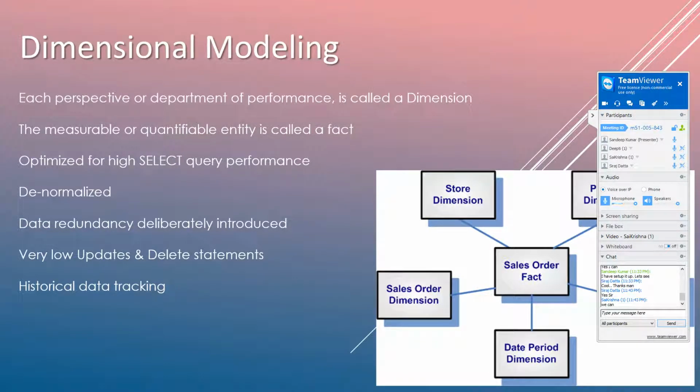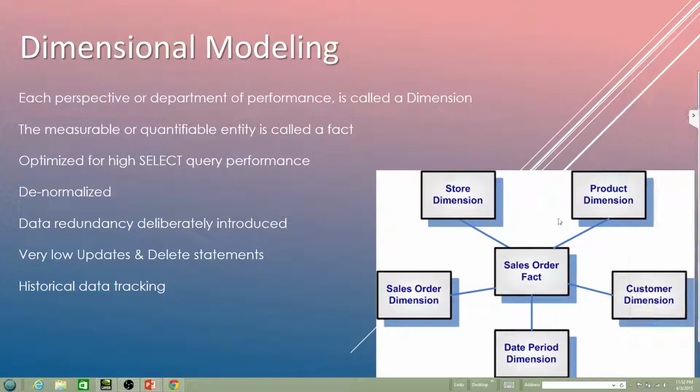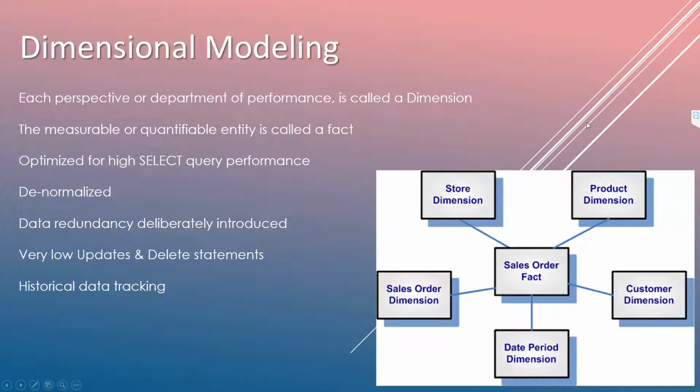So let's see what are the attributes of dimensional modeling, right? So in dimensional modeling, you have dimensions and facts, right? So as you can see, these are the different dimensions. Now this is something that anybody can easily relate to. Can someone tell me what domain is this? What domain is this dimensional model from?